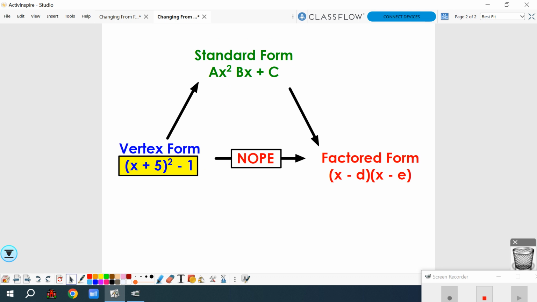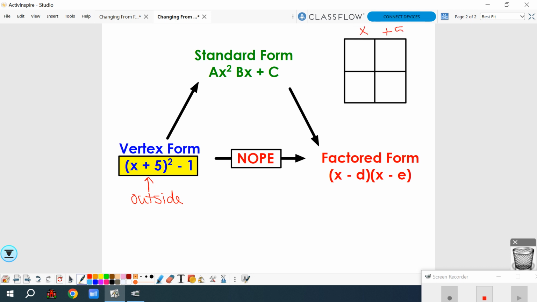So in order for us to eventually get to factored form, we need to start off from vertex form going to standard. Now remember, vertex form goes around our outside of our box. So we're going to take this (x plus 5) squared, and we're going to start by putting that around the outside of my box. But also, don't forget this minus 1 on the end. Those are the extra pieces that we're going to need to do, and that goes down here.